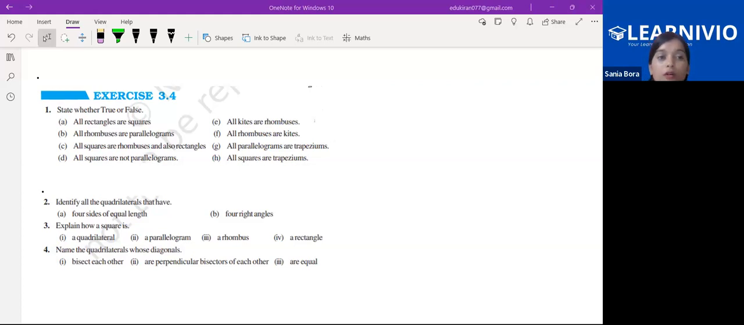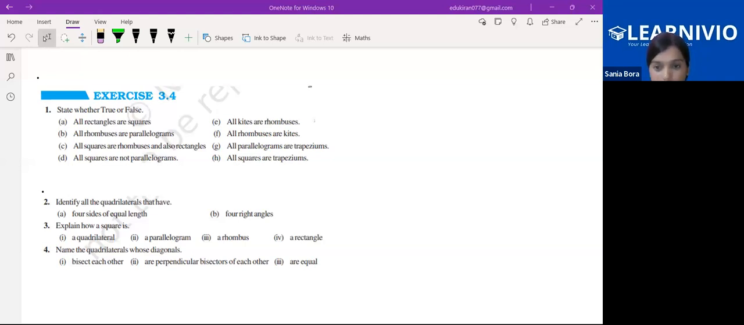Okay, students, should I discuss the answers? Yes, ma'am. Okay. So of course you have to write few things, so be ready for that. Question number second over here says, identify all the quadrilaterals that have four sides. Any idea from anyone? Square.